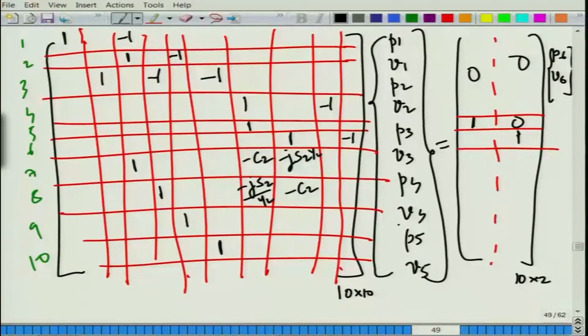So, here it will be pretty much the same thing, minus C1, minus J S1 y1, minus J S1 y1, and this will be minus C1. Okay. So, we have covered the 10 equations. All the places where I have not written anything in black color, they are all zeros.